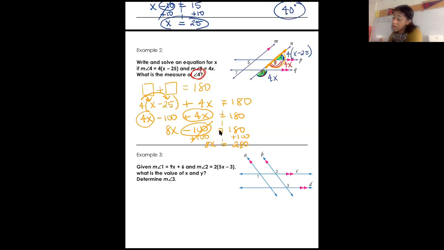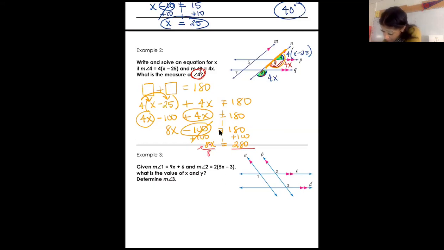Okay, now this one's a little bit different from the last one, but we should remember that when we have a number in front of the variable, that's multiplication. So let me do that in red so we can see. That's 8 times x, okay? And the opposite of times is division. So we're going to divide by the number in front of the variable. The number in front of the variable is 8.